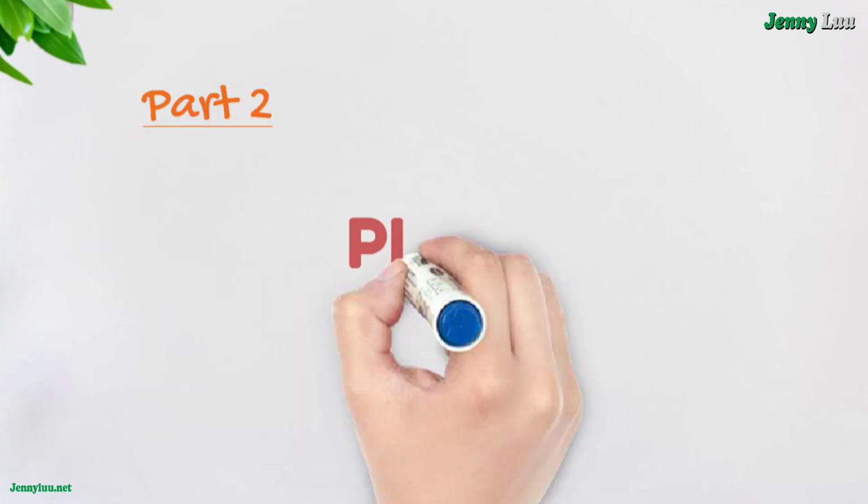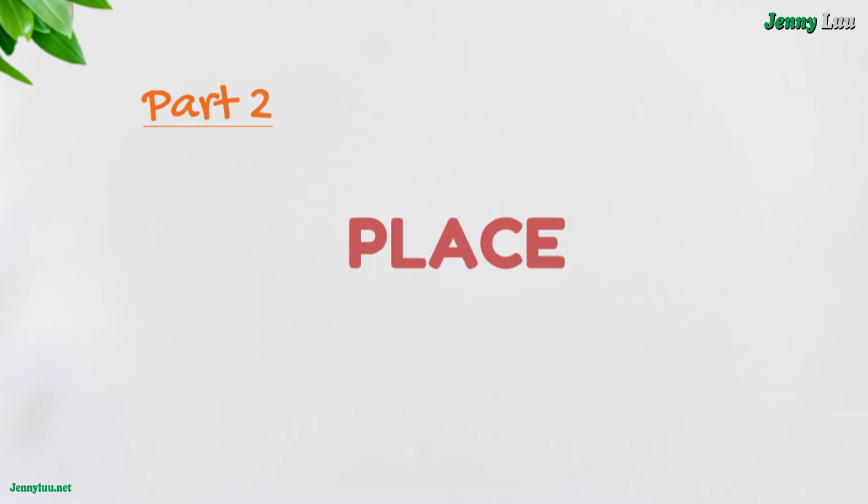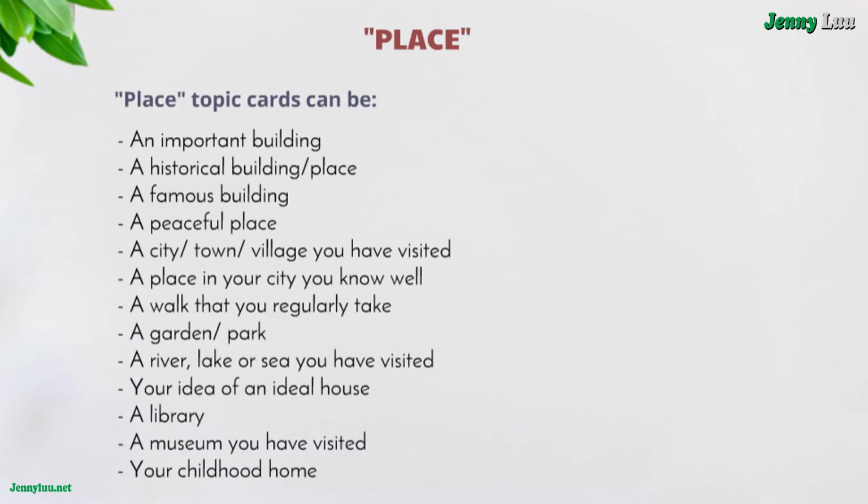Part 2. Place. Place topic cards can be an important building, a historical building, a famous building, a peaceful place, a city, town, village you have visited, a place in your city you know well, a walk that you regularly take, a garden, park, a river, lake, or sea you have visited, your idea of an ideal house, a library, a museum you have visited, your childhood home.